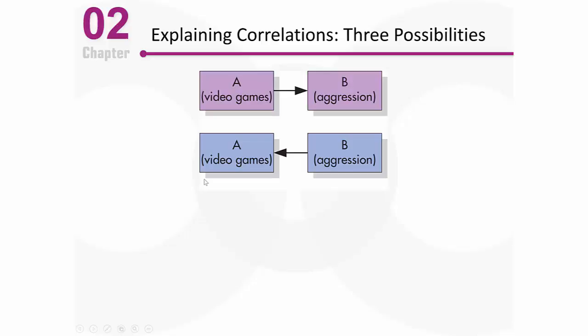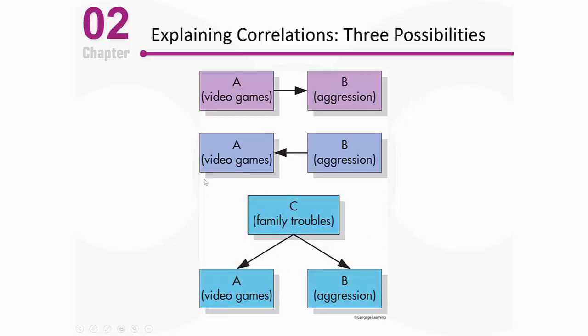And here's another possibility. There could be some other outside variable, some third factor that we haven't even thought about, that's related to an interest in video games and this tendency to act aggressively. Maybe kids who have family troubles at home find some type of solace in playing violent video games. And these kids also tend to act out and act more aggressively at school, out on the schoolyard, and at home. So you see, the video games aren't causing the aggression at all. There's some other factor that's related to both variables.